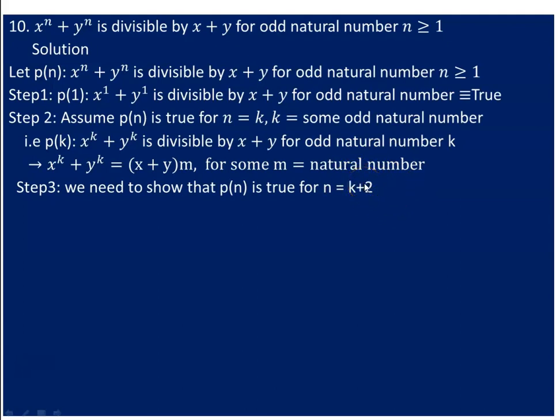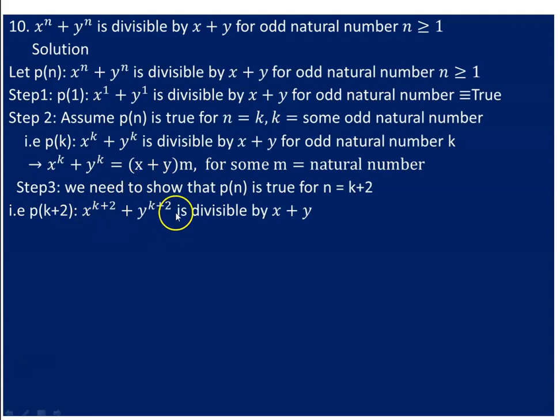This is somehow special compared to those examples we saw before. So we need to show that this P of n is true for n equals k plus 2, where k is an odd natural number, right? So if P of n is asserted in this form, what we need to do is put k plus 2 in place of n here. So we do have P of k plus 2, and this is x to the power of k plus 2 plus y to the power of k plus 2, which is divisible by x plus y. So look guys, if we are able to show that this is true, we are done. We can say that this statement is true for any odd natural number.